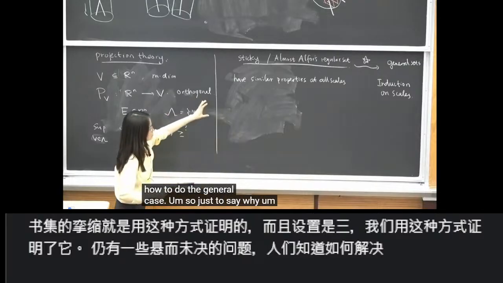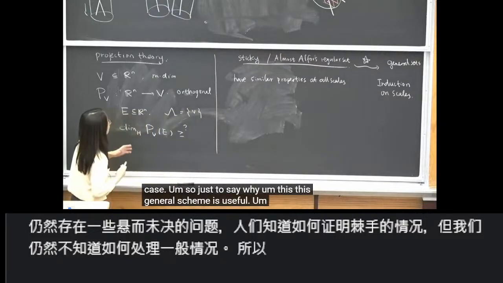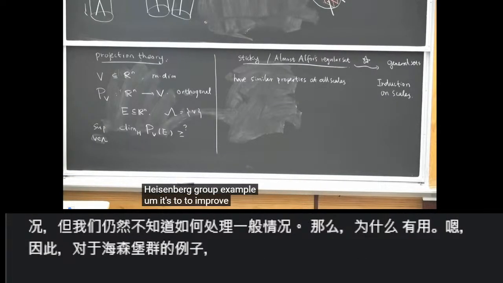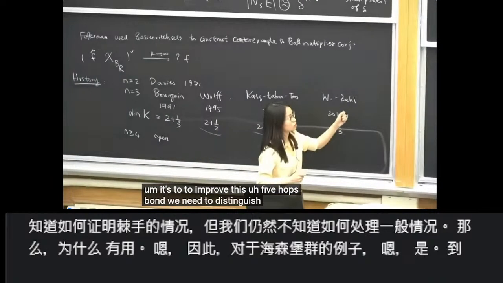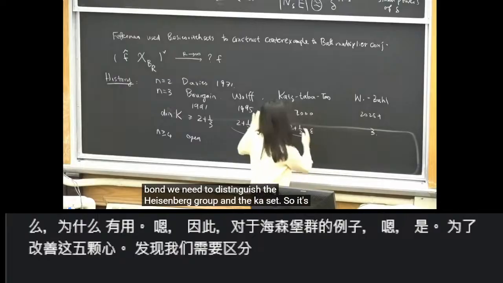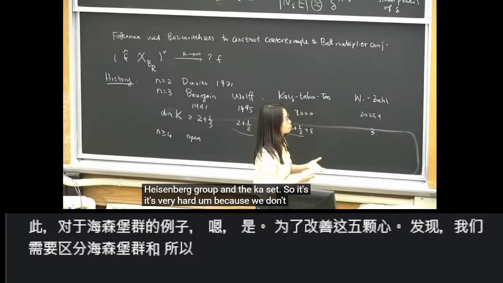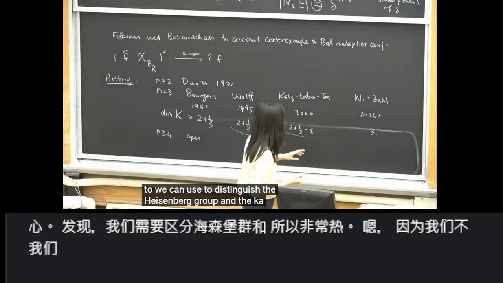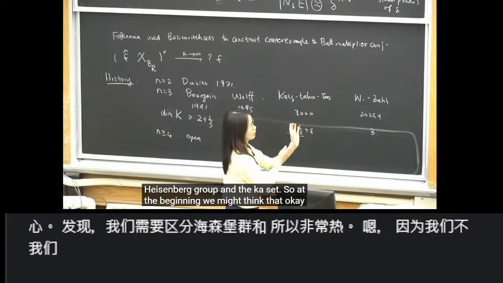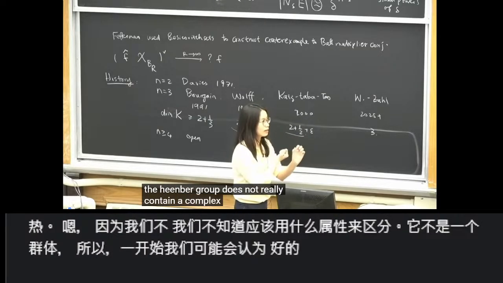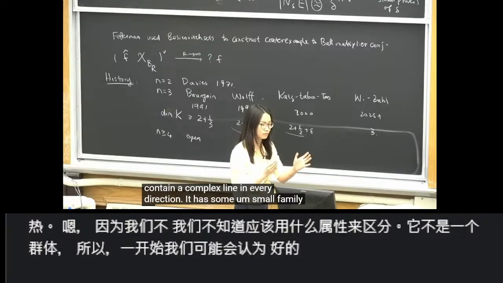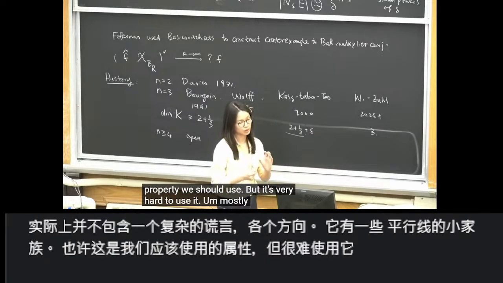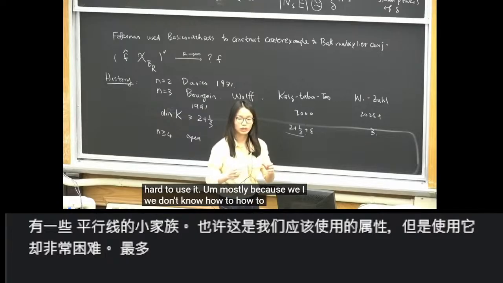So just to say why this general scheme is useful. For the Heisenberg group example, to improve this 5 halves bound, we need to distinguish the Heisenberg group and the Kakeya set. So it's very hard, because we don't know what properties we can use to distinguish them. At the beginning, we might think that the Heisenberg group does not really contain a complex line in every direction. It has some small family of parallel lines. Maybe that is the property we should use, but it's very hard to use it, mostly because we don't know how to do induction with this property.